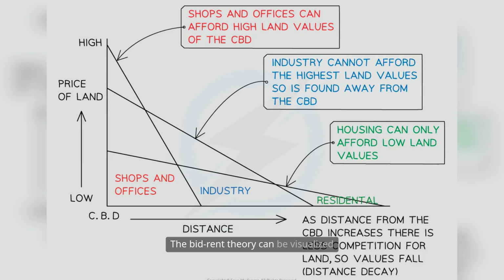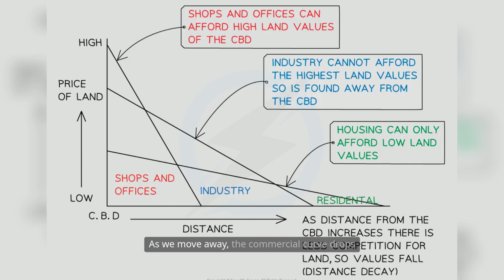The bid-rent theory can be visualized as a bid-rent curve. Imagine a graph where the vertical axis is land rent and the horizontal axis is distance from the CBD. Each land user has their own downward-sloping curve. The steepest curve belongs to commercial users, followed by industrial and then residential users. The actual land value at any given distance is determined by the highest bidder at that point, which creates a stepped curve. In the CBD, the commercial bid-rent curve is the highest.